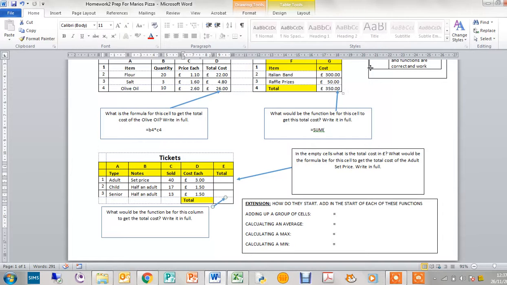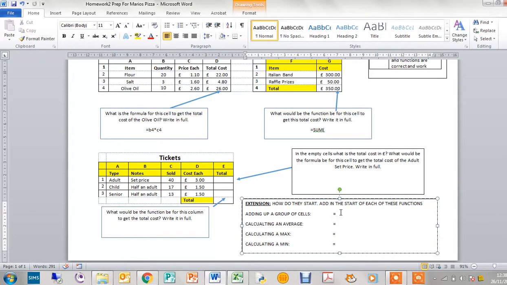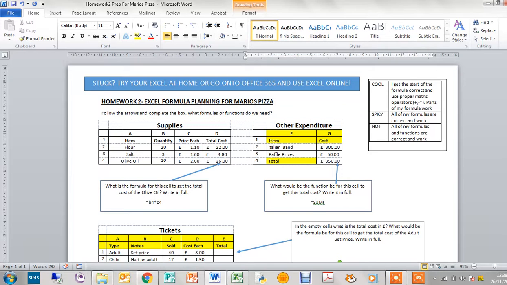What's the function? And we did the same function up there. So have a look at that. It's just some planning. Extension, adding up a group of cells. What is that? That's going to be equals sum. Calculating an average, max, and minimum. What would that start? So it's not really massively tricky, but we just need to think about preparing that for the lesson, the next lesson.